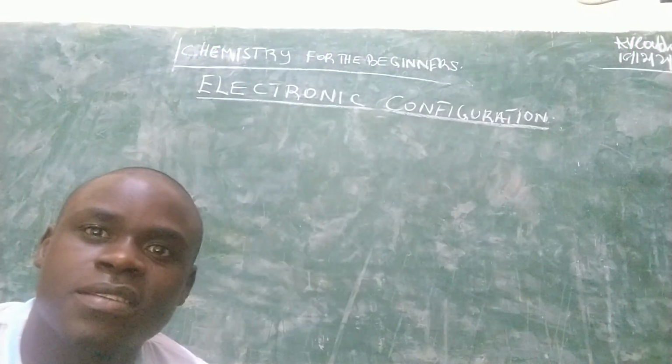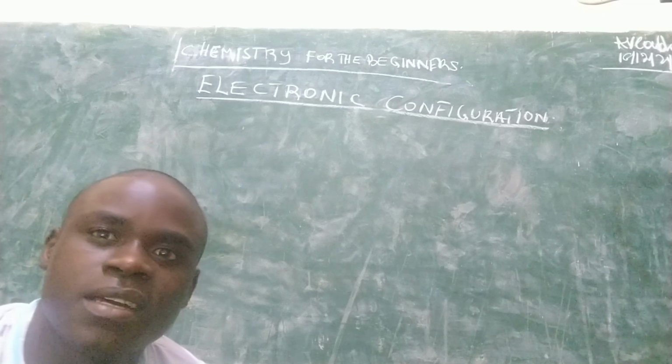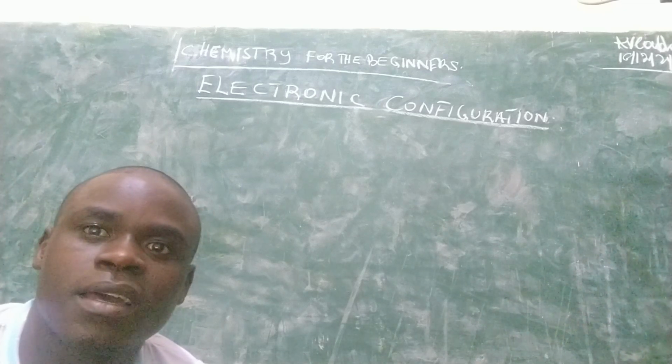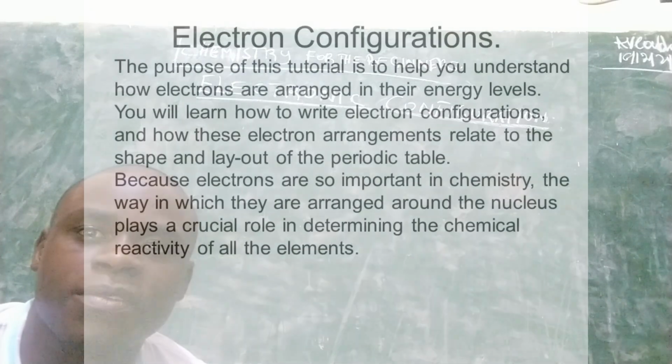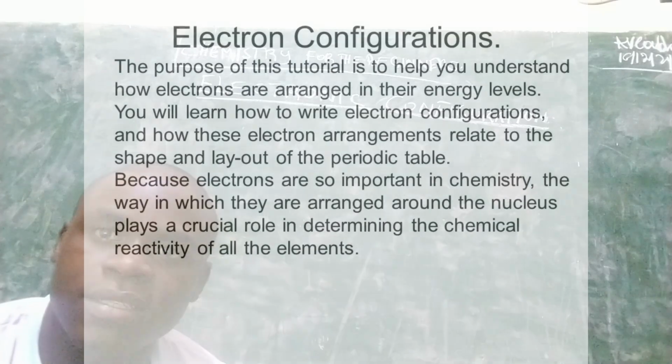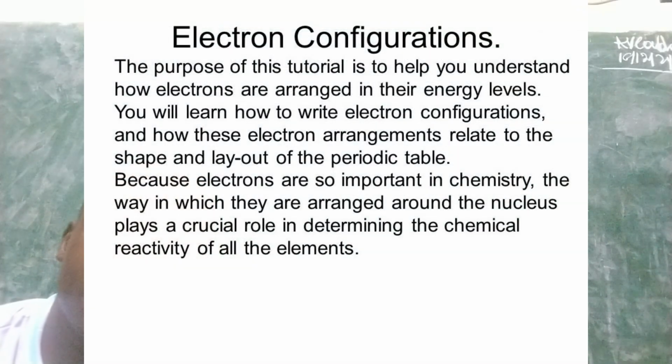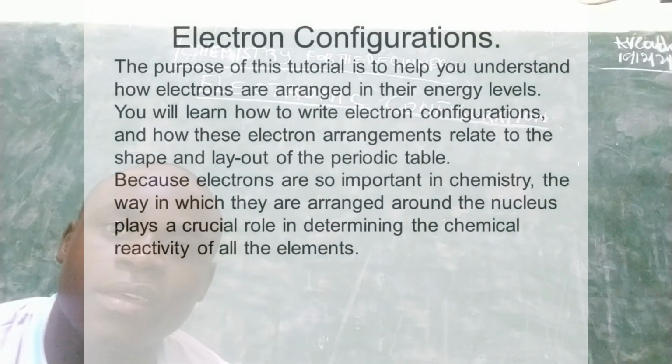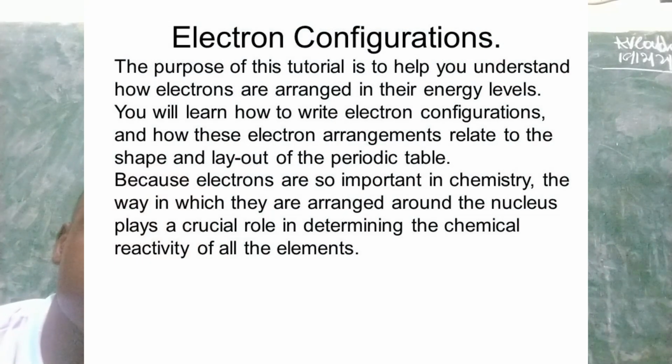As the beginners of chemistry studies, we are going to see electronic configuration today. So what I can tell about electronic configuration is that it is a way we arrange the electrons in their shells and subshells.